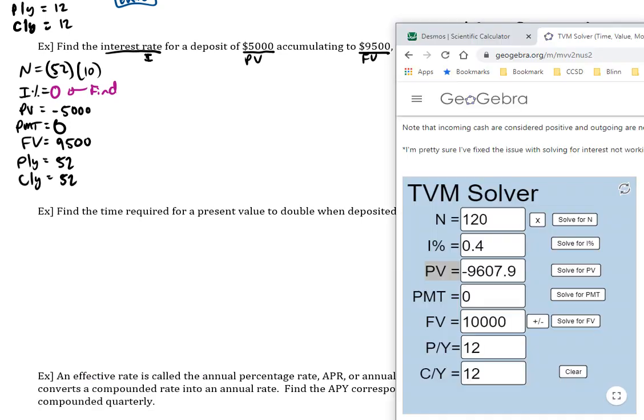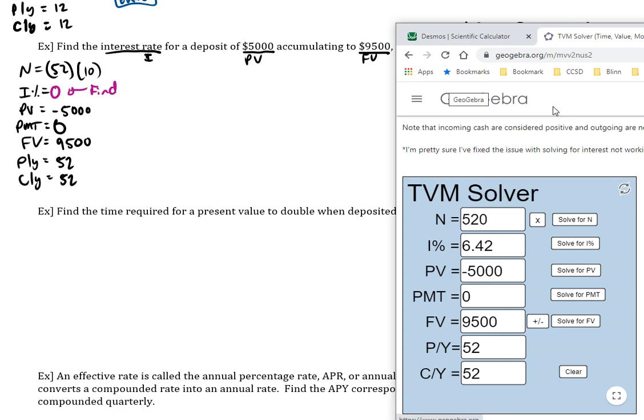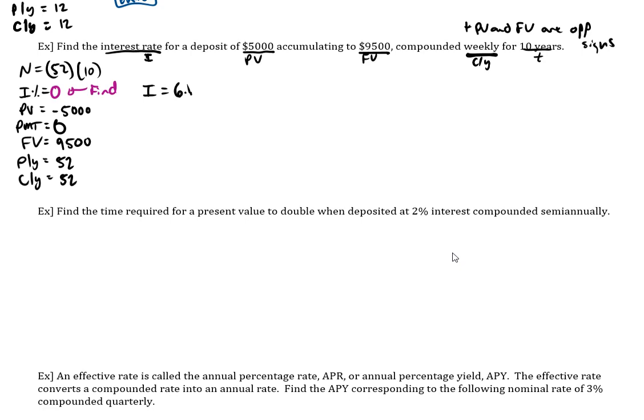Now I'm back to my calculator. We've got 52 times 10, and for now just 0. Here we've got negative 5,000, 0 payments, future value is 9,500, and these are 52 each. Now we can go to the I%. Let's solve for it, and it gives us 6.42. And that's it. This is how nice this calculator is. Maybe click on it in case they say to round it. Nope, it is rounded to 2 decimals already. Hopefully that's all they need, and we got I is 6.42%.